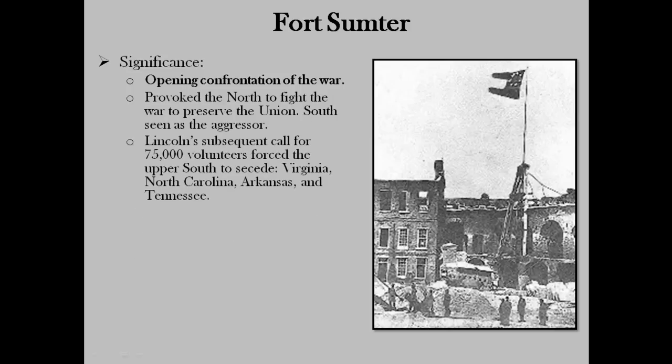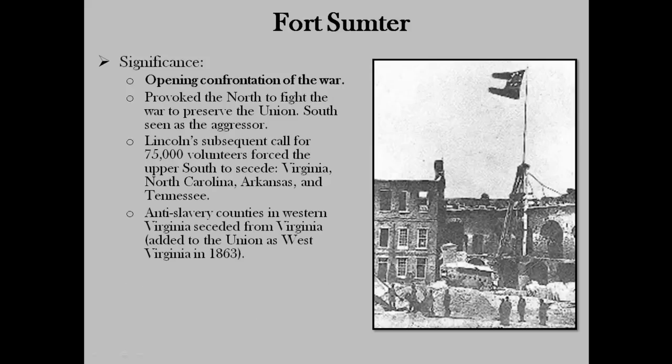It led Lincoln to call for 75,000 more troops. When the president made this request, the Upper South seceded as they did not want to fight against the South. So, Virginia, North Carolina, Arkansas, and Tennessee were now members of the Confederacy. In Virginia, the western counties, where anti-slavery sentiment was high, separated from Virginia, and in 1863, the United States added West Virginia to the Union.